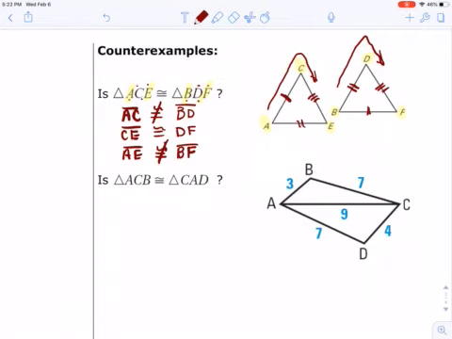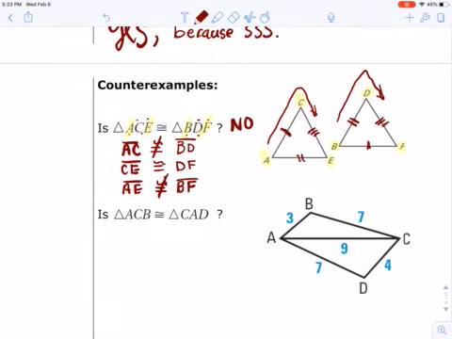So, is triangle ACE congruent to triangle BFE? No, they're not congruent. You would have to rearrange your congruent statement for this to be true. Now let's look at this next counterexample. Before we move on, I actually want you to write right here, order matters.